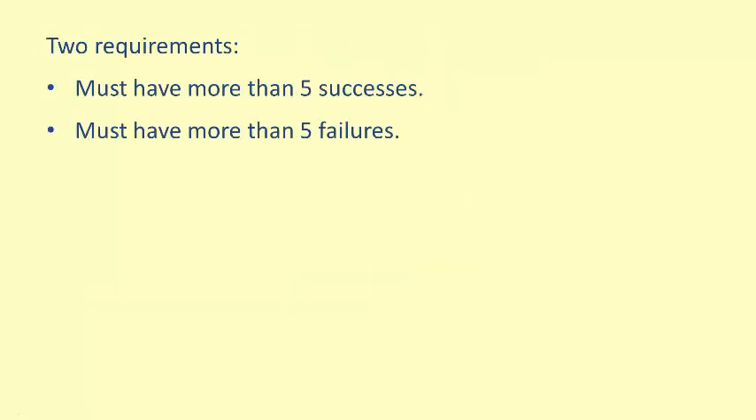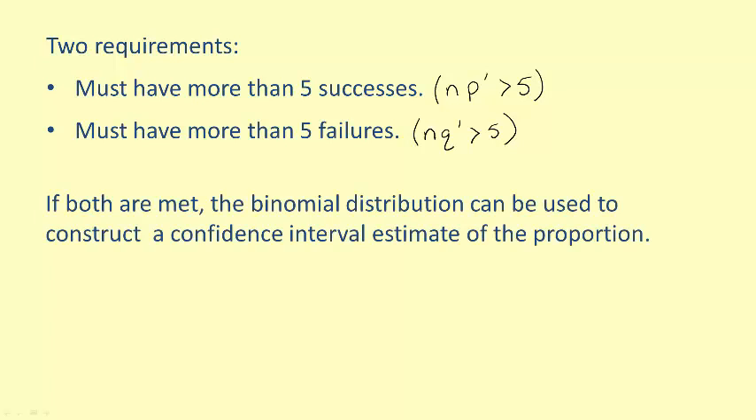There are two requirements that need to be satisfied in order to create a confidence interval for a proportion. The first requirement is that there must be more than 5 successes. This means that the product of p prime and n must be greater than 5. The second requirement is that there must be more than 5 failures. So, the product of q prime and n is greater than 5. If both are met, we can use the binomial distribution to construct a confidence interval estimate of the proportion.